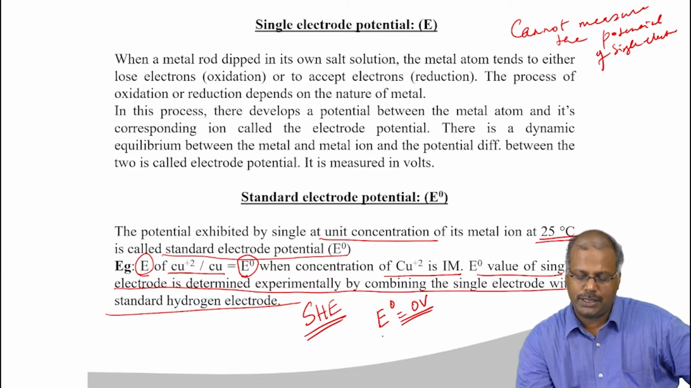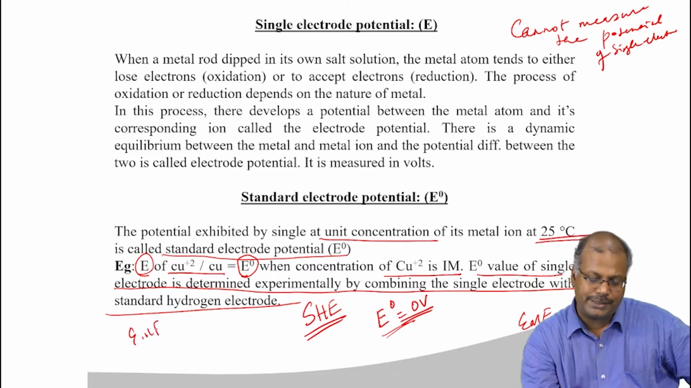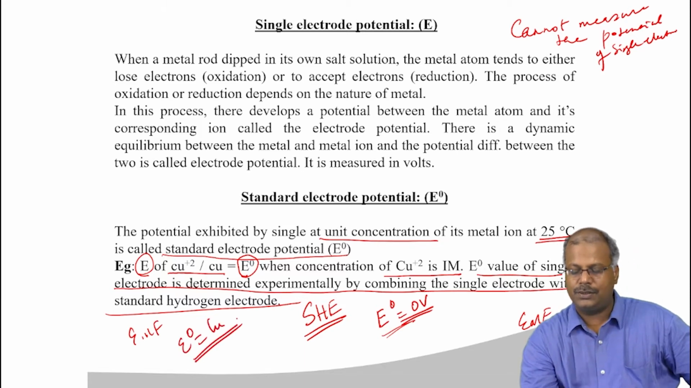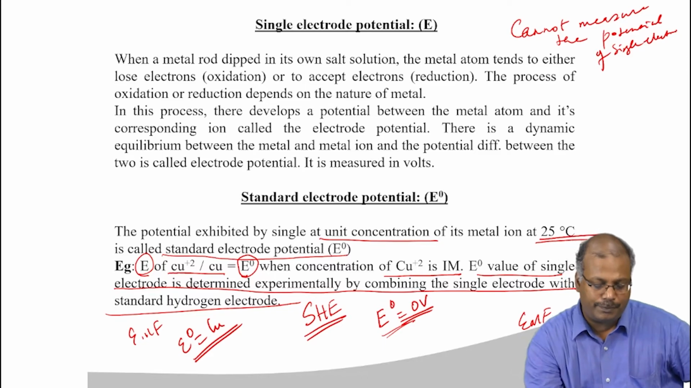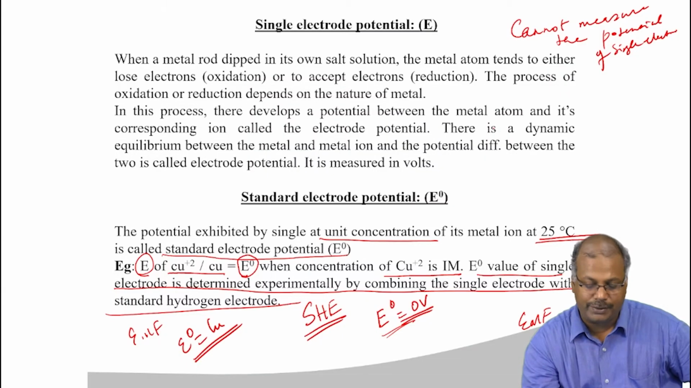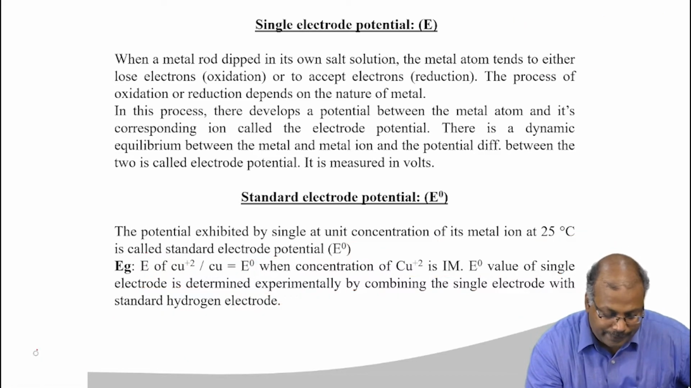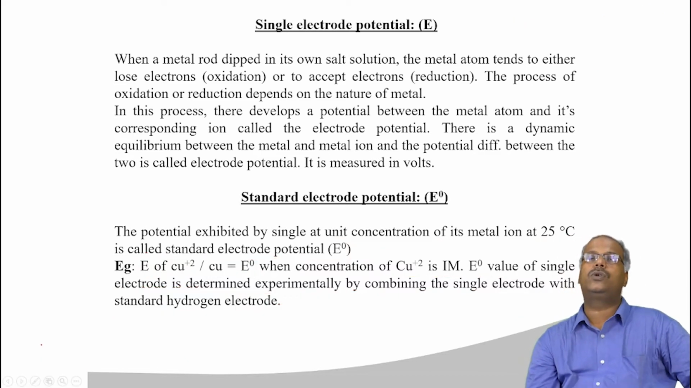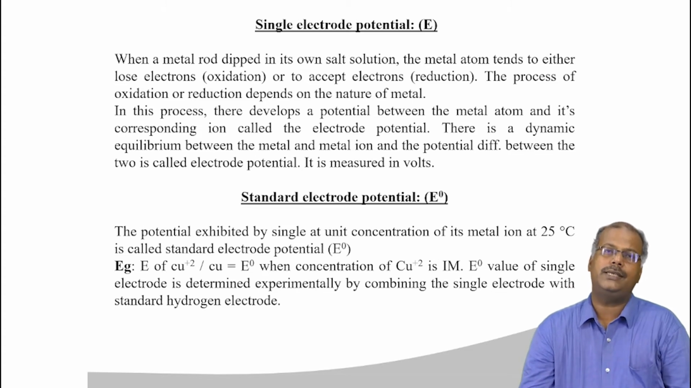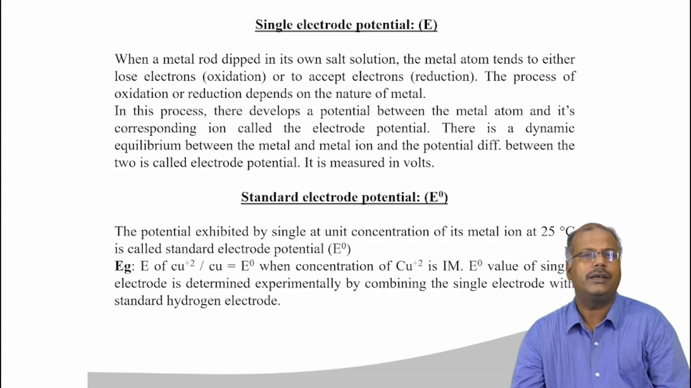Since the E naught value of the standard hydrogen electrode is 0, whatever we get as EMF is the E naught value of copper. That is how electrode potentials of different metals and their ions are calculated, by combining the electrode with a standard hydrogen electrode as a reference to measure EMF.